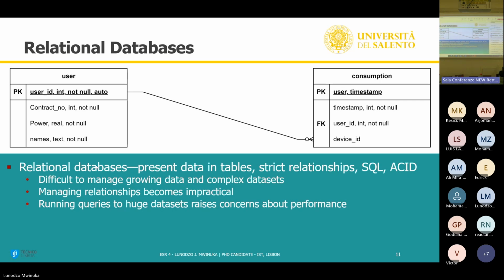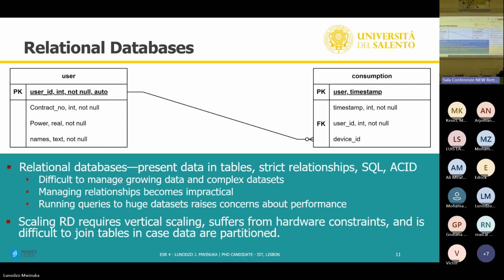But even if you manage to store and model them, running queries on huge data sets can also be a challenge. Because of these complexities, you have so many relationships that a query has to consider before fetching the results. Usually, if you want to scale relational databases, they force you to do vertical scaling, adding more computing resources, and there is always a limit, right? So there is a limit to which you can grow further.